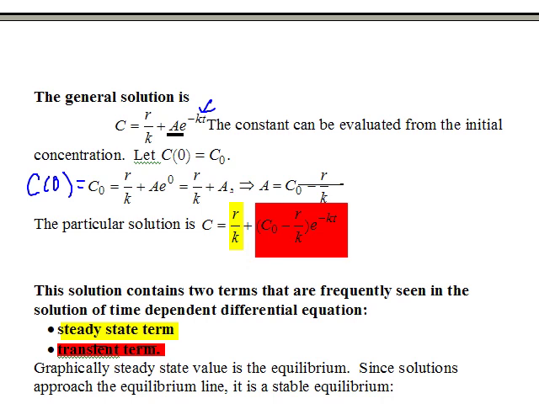Graphically, when you graph this out, the steady state value is the equilibrium value, and these solutions will approach the equilibrium line, because the last term in red there is a decaying exponential. It decays away, leaving only the equilibrium solution as a limit. So the nearby solutions approach the equilibrium value, so this is a stable equilibrium.